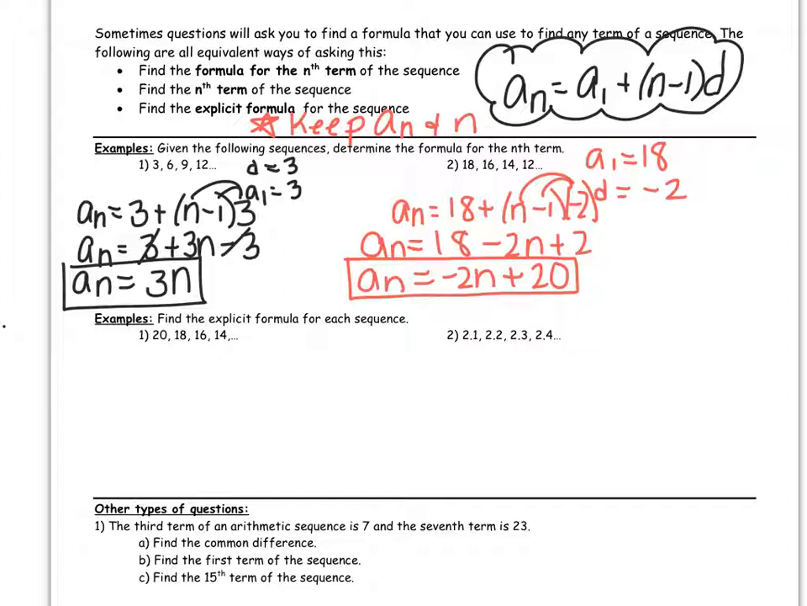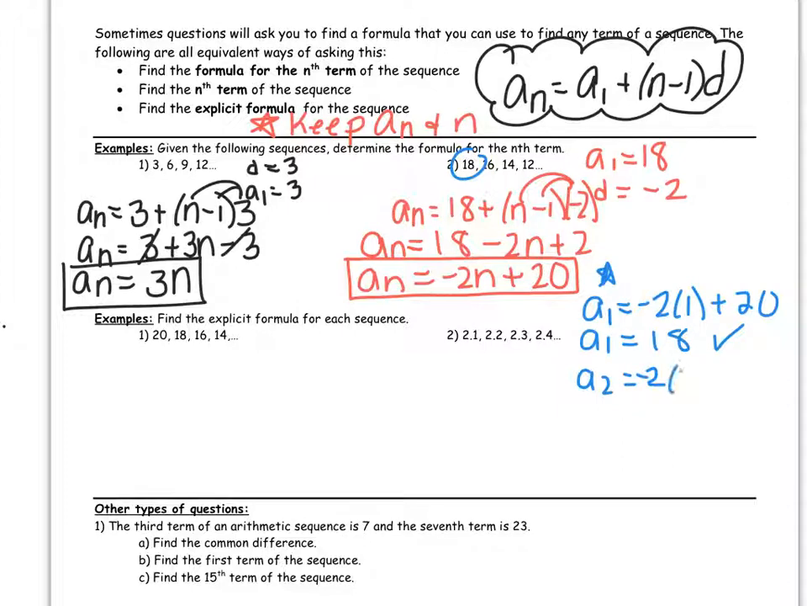So if you want to check to see that the formula that you made is correct, what you actually can do is just start plugging in values. So we'll try this one, for example. So if I want to find a sub 1, every time I see an n, I'm going to put a 1. And if you do that algebra, you'll get 18. That works. That's my first term. Say I want to find a sub 2. Every time I see an n, I'm going to put a 2.